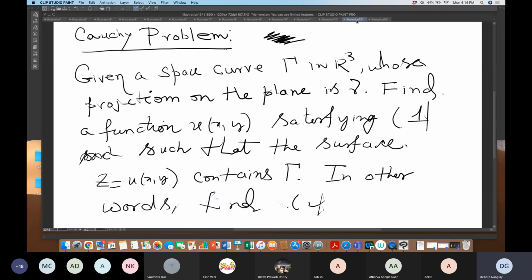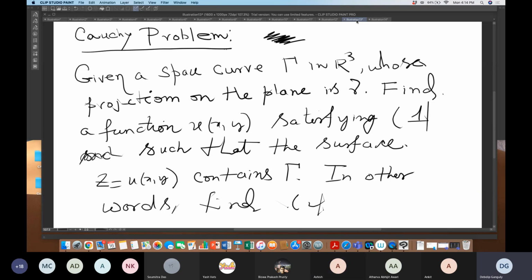Cauchy problem. What is the Cauchy problem? Given a space curve gamma. Okay, clear? This line is clear? You have been given some space curve gamma whose projection on the plane is small gamma. It can be in the xy plane or yz plane or xz plane. Space curve means there are three components. Now we are projecting that curve to the xy plane or yz plane or zx plane. Is it clear?